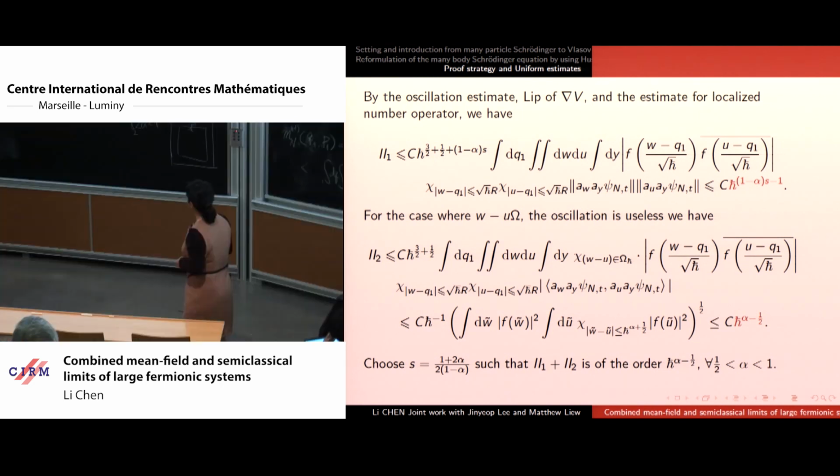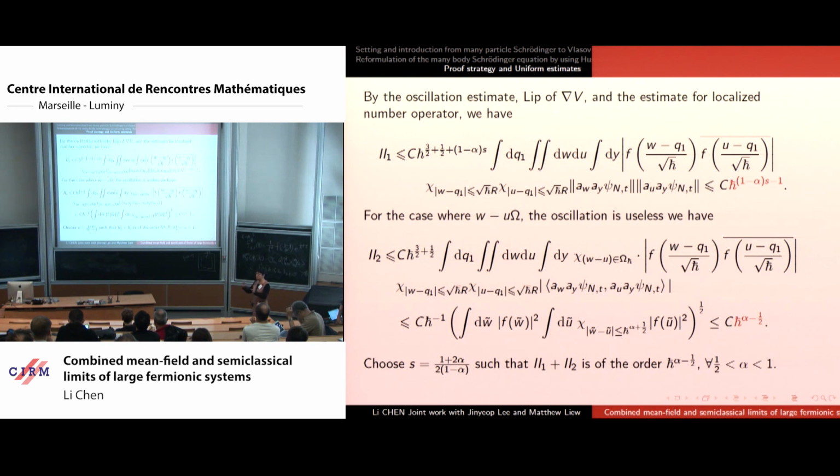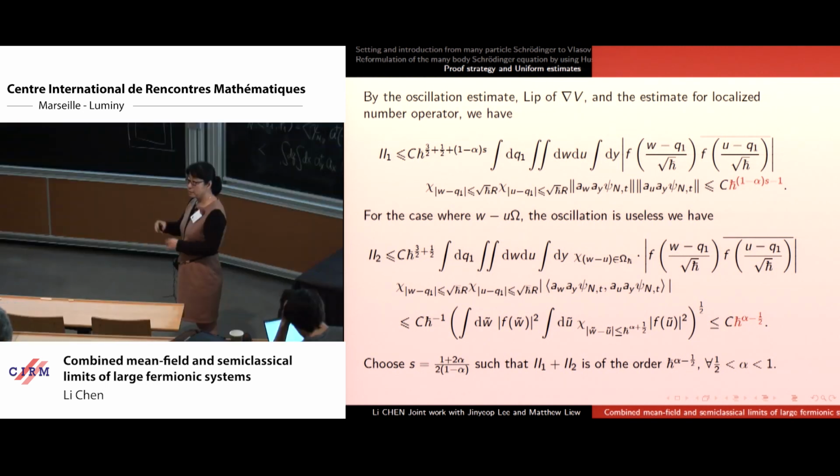Okay, then in the end, we just balance these two, take them to be the same, then we determine how many times of the integral parts for the test function we need. Then in the end, we have a power alpha minus 1/2. If alpha is very close to 1, then we approach the rate of square root of h. But then the price you have to pay is that you use a lot of regularity from the test function.